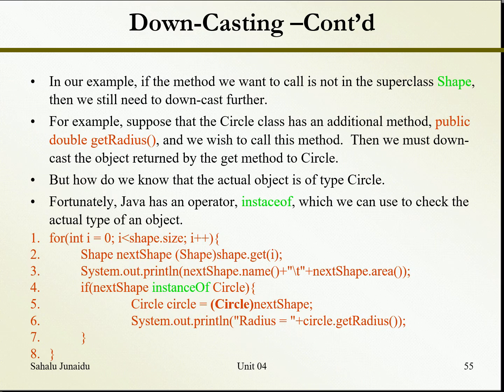So if we have already cast the circle to be of type shape, and we now want to get the radius, and the radius is not available in the shape but rather is available in the circle. So what do we do? We then cast that shape to type circle, and then we call the radius. This is typically what we are doing now, and this is simple and straightforward. So if you understand this, then there will be no issue.